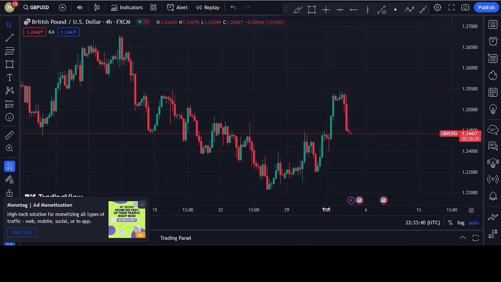Now let's go to demand zone. You also have two ways of drawing demand zone. You can say two types of demand zone. Type 1, drop base rally. You have a drop, price drops, you have a base, which is your consolidation phase, then you have a rally.